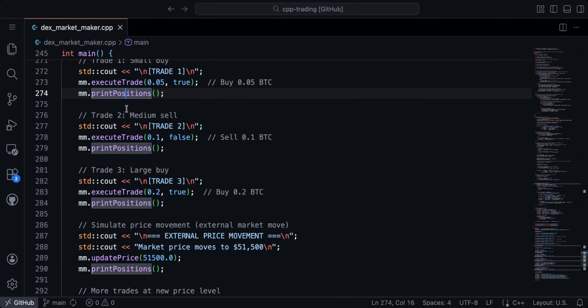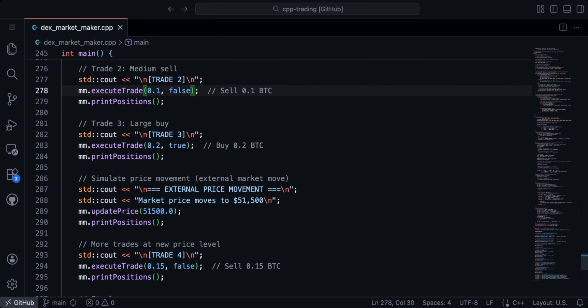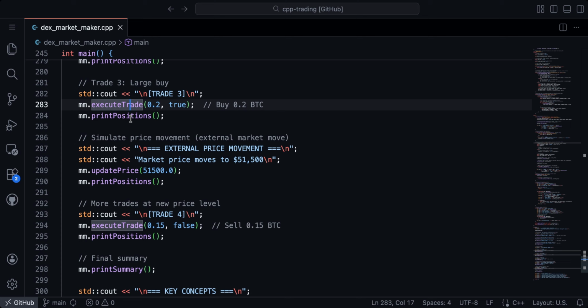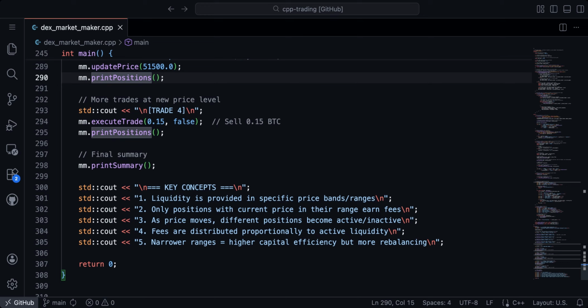For the second trade, we call execute trade with 0.1 as the amount and false for is buy, representing a medium sell order. We print positions again. For the third trade, we call execute trade with 0.2 as the amount and true for is buy, representing a large buy order. We print positions again. We then simulate an external price movement by calling update price with 51,500, representing a market move to a higher price level. We print positions to see how this affects which positions are active and how liquidity is distributed.